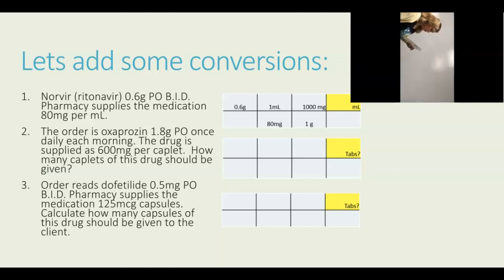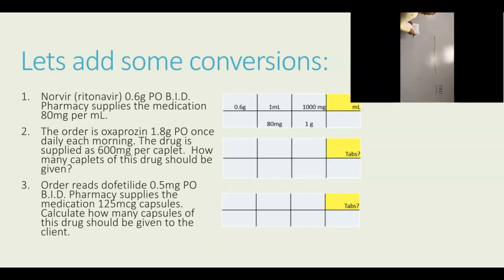Problem number 3 says the order reads for dofetilide 0.5 milligrams PO BID. Pharmacy supplies the medication in 125 microgram capsules. Calculate how many capsules of this drug should be given to the client. So it's asking again for capsules. So that's what I need to solve for. Capsules.